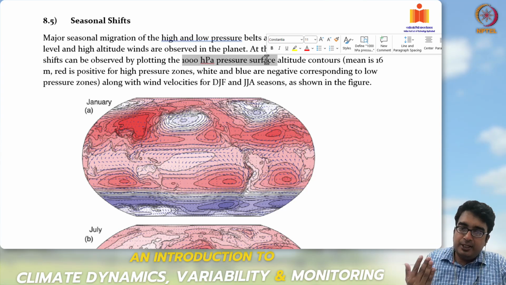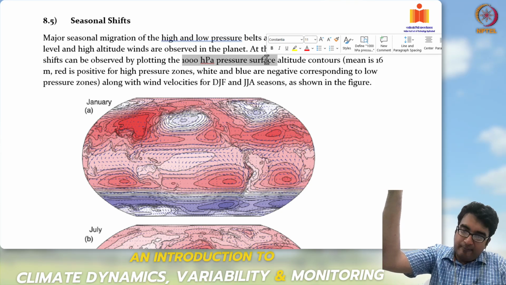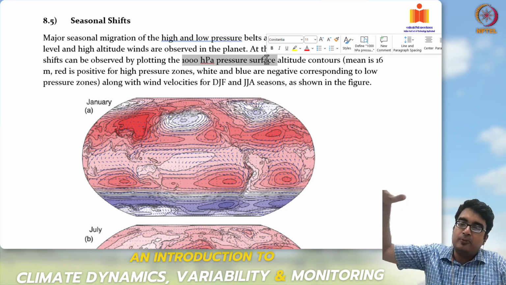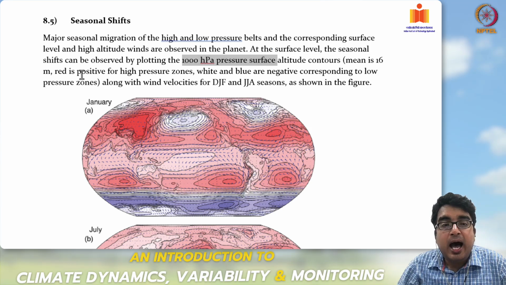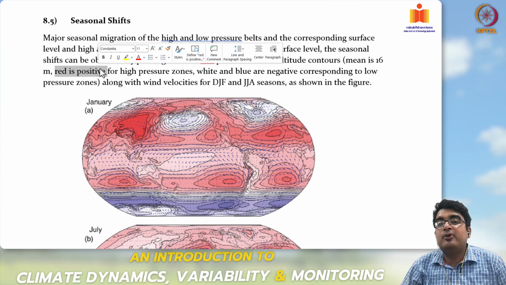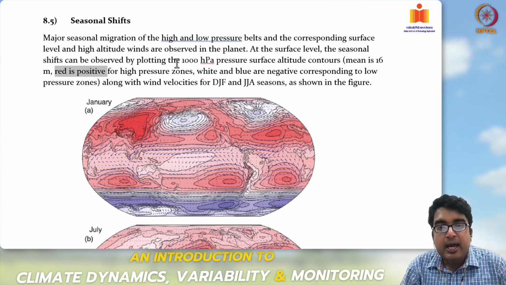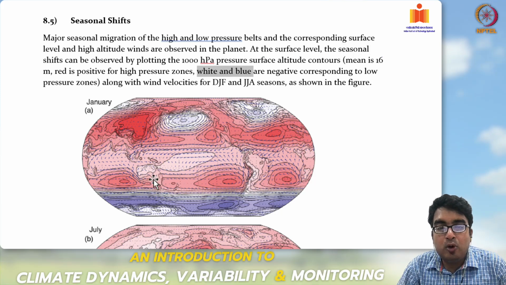But in the high pressure regions, the surface will rise up, so it will be say 20 meters or 25 meters because the pressure is higher. Whereas in the low pressure region, this 1000 hectopascal surface will dip closer towards the ground. So high pressure zones where the altitude of this 1000 hectopascal surface is higher than 16 meters are given by reds, and the low pressure zones where the altitude is lower than 16 meters are given by white and blue. So the white and blue are low pressure regions, the reds are the high pressure regions.